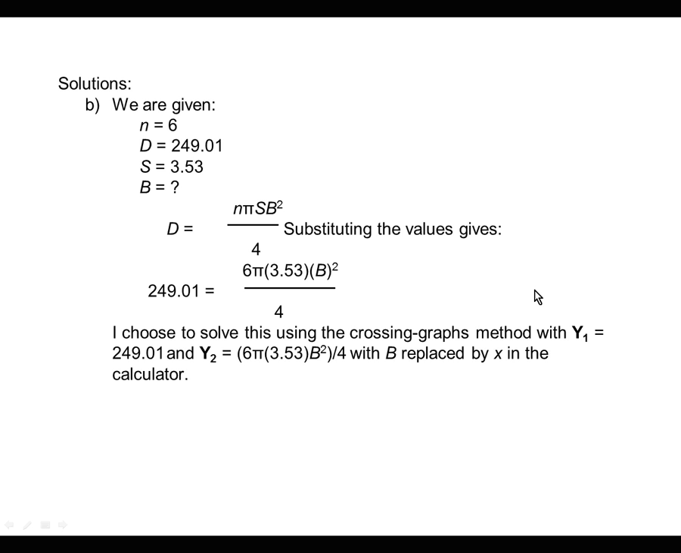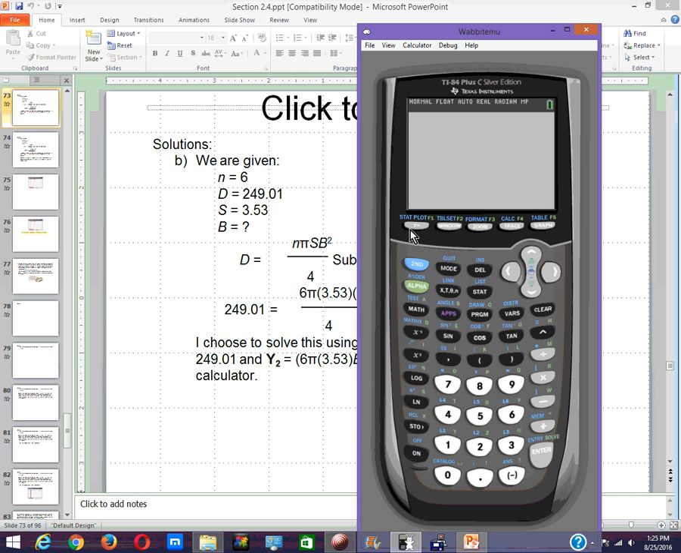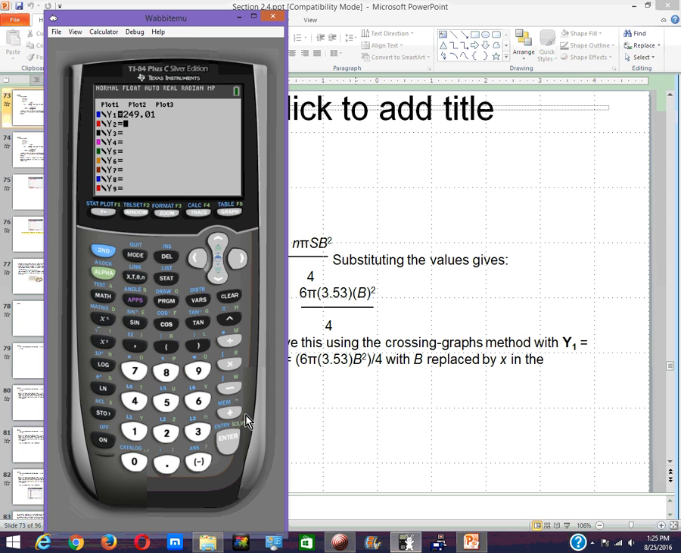So let me go ahead and enter those things into our calculator here. Clear this out. Y equals, clear that out. Y1 is going to be the left-hand side, the 249.01. Press enter. And y2 is going to be the right-hand side. Open parenthesis, 6 pi times 3.53. Then remember we're going to use x. So x squared, close the numerator, divided by 4.